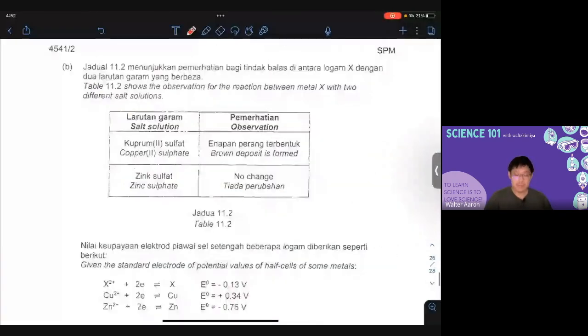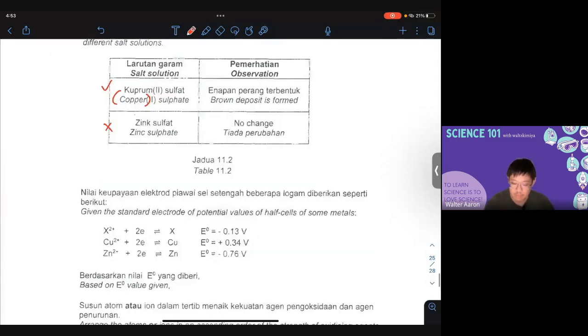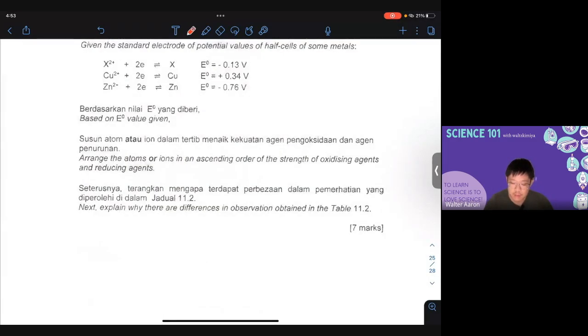The next question, B: Table 11.2 shows the observation for the reaction between metal X with two different salt solutions. So we have copper 2 sulfate, where a brown color deposit is formed, and zinc sulfate, which has no change. So you have metal X, which is unknown, but it can displace copper out from its own salt. It will not be able to displace zinc out from its own salt. So I would say that metal X here is more reactive or more electropositive than copper, but less electropositive compared to zinc. Okay, so based on the E naught value given, arrange the atoms or ions in an ascending order of the strength of oxidizing agent and reducing agent.